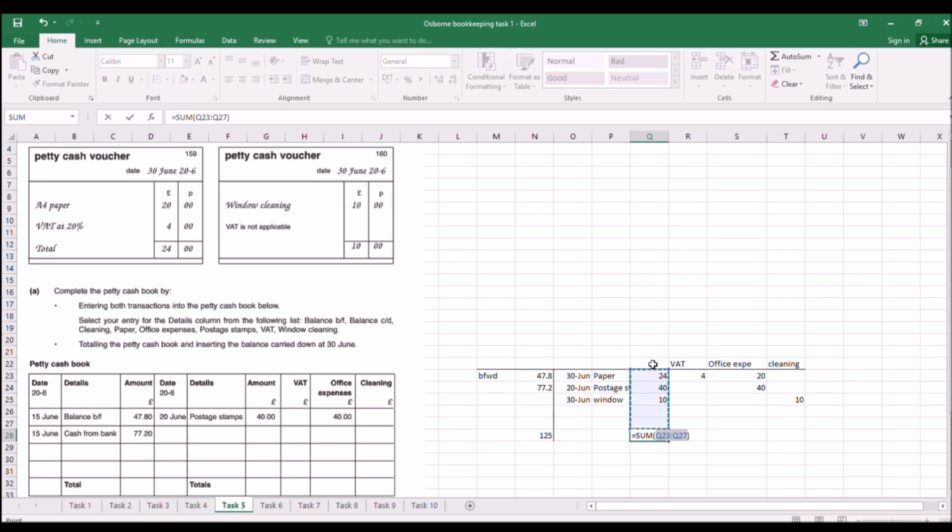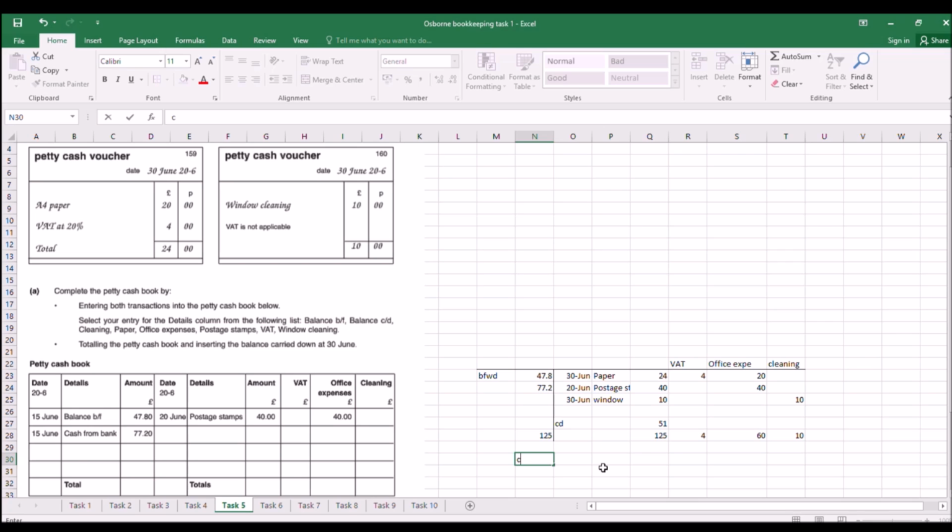We're going to have a carried down figure of £125 minus these ones. So that's our carried down figure, giving us our totals in our petty cash. Now, the reason why we put these totals in here like this is because we're going to post this to our general ledger.